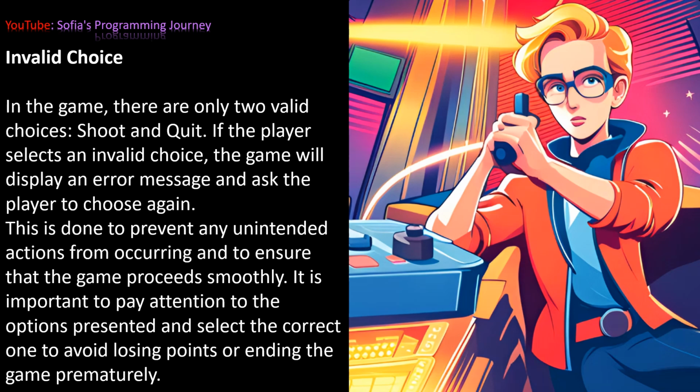In the game, there are only 2 valid choices: shoot and quit. If the player selects an invalid choice, the game will display an error message and ask the player to choose again. This is done to prevent any unintended actions from occurring and to ensure that the game proceeds smoothly. It is important to pay attention to the options presented and select the correct one to avoid losing points or ending the game prematurely.